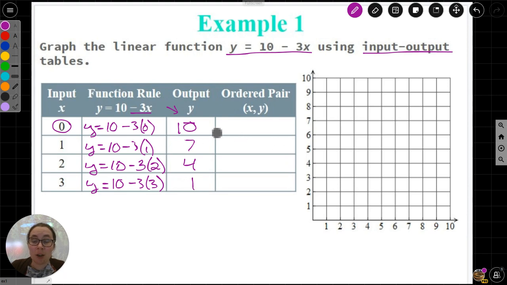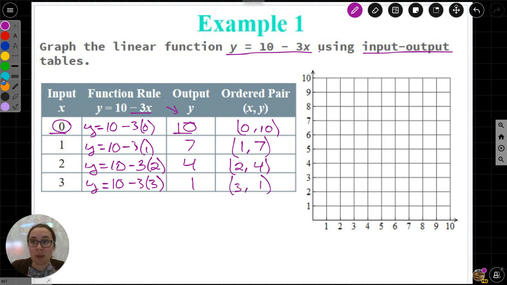So we have our 4 points, our 4 coordinate points, ordered pairs, again using our x value and then our y value: 0, 10; 1, 7; 2, 4; and 3, 1.